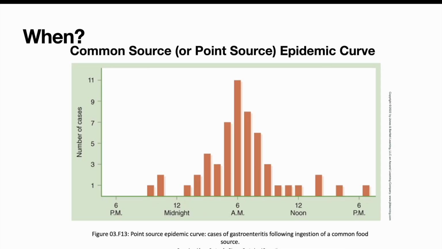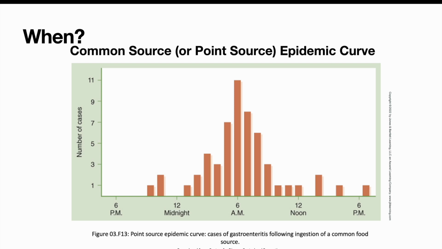We can also track and really pinpoint a common source or point source epidemic curve. It tells us exactly the number of cases on the y-axis and, on the x-axis, hour by hour, right? So this is a point source epidemic curve. You try saying that. These are cases of gastroenteritis following ingestion of a common food source.